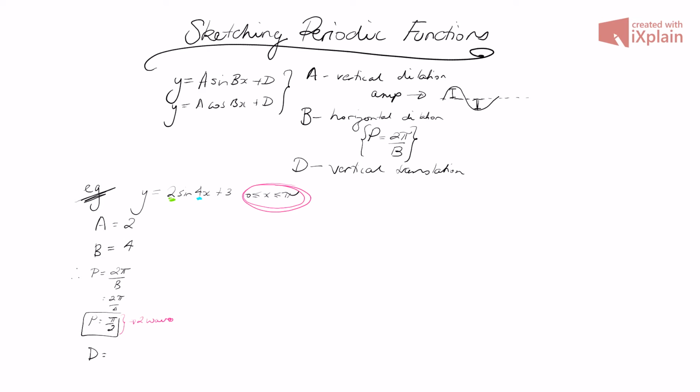Now d in our function, d is the number all on its own at the end. It's the number that picks up the function and moves it up or down. The vertical translation factor, so in this case it's 3. Okay, so we've got all our important points.